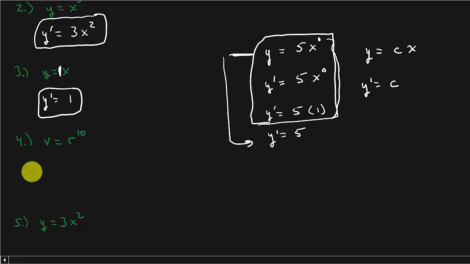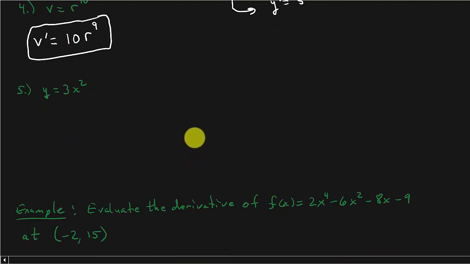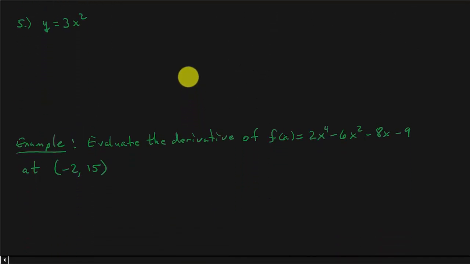So v equals r to the 10th. So v prime is equal to, well, the 10 comes down, subtract 1 from the exponent. So that's 10r to the 9th. All right, so this is pretty easy, isn't it? But don't worry, you will not be disappointed. It gets more difficult, okay?